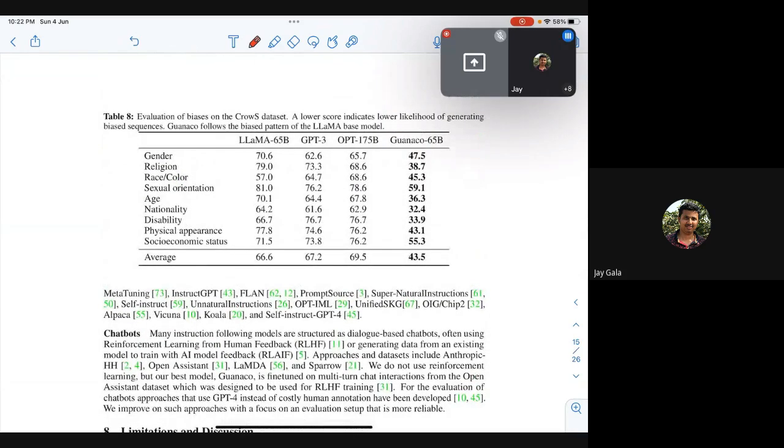One more thing that might be of interest is how much bias these models have. If you have a much lower score, it indicates a lower likelihood of generating those sequences. And if you fine-tune Guanaco with these datasets, probably you can also mitigate some bias.